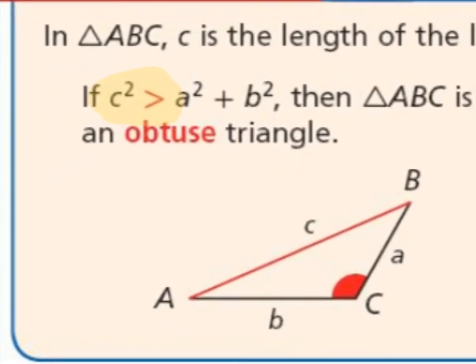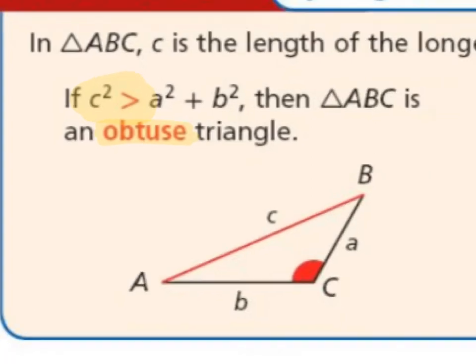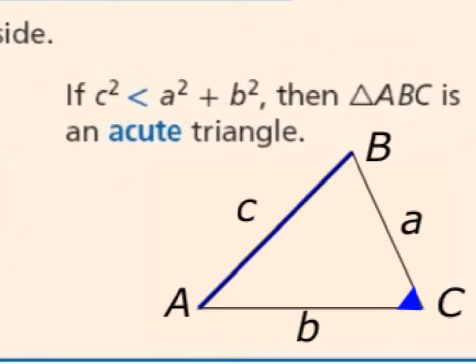So let's just look at obtuse. If the c squared is greater than the rest of it, we know it's going to be obtuse. Just think obtuse is the big one, so we need c squared to be greater than the rest of it. Okay? For acute, if c squared is less than the rest of it, we know it's going to be acute, because acute is less than 90.